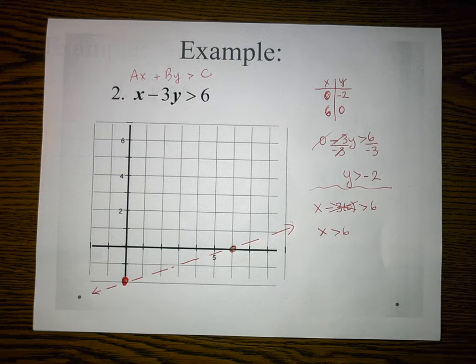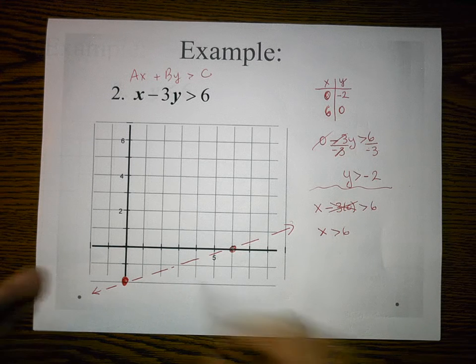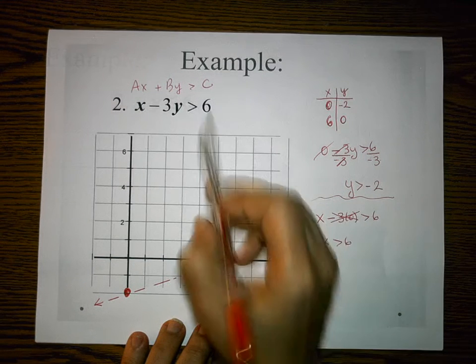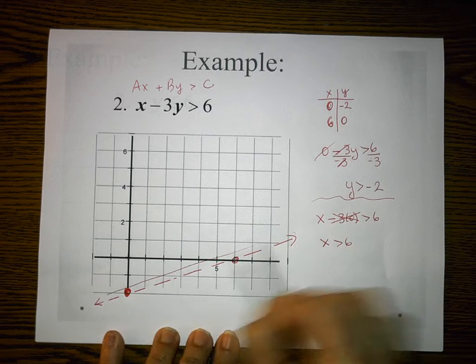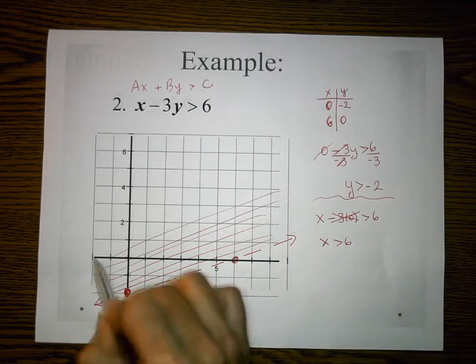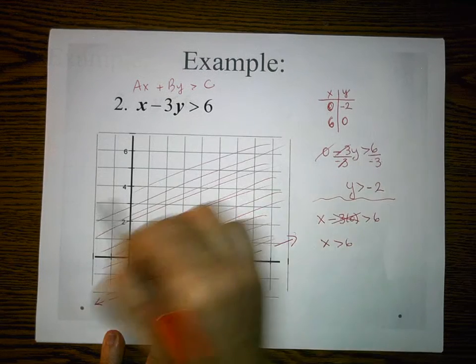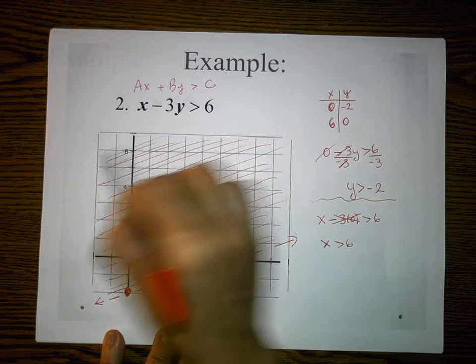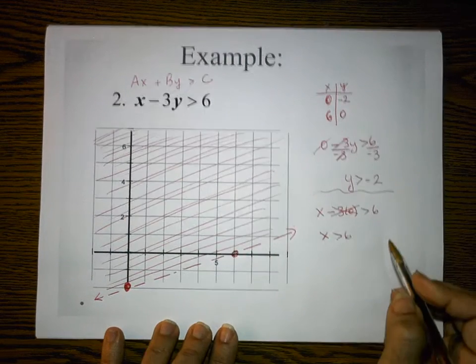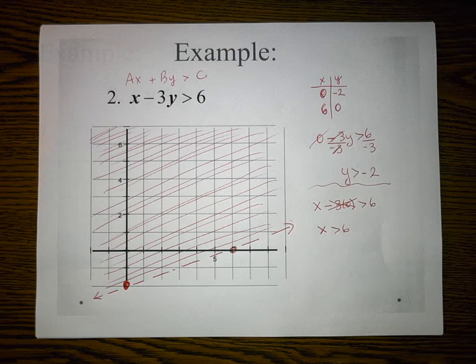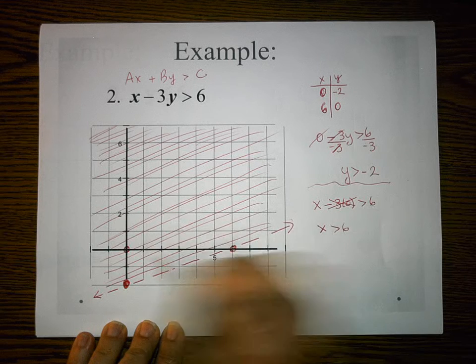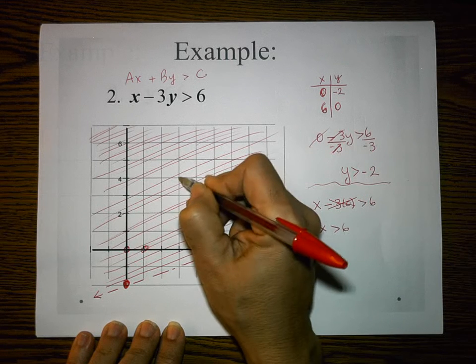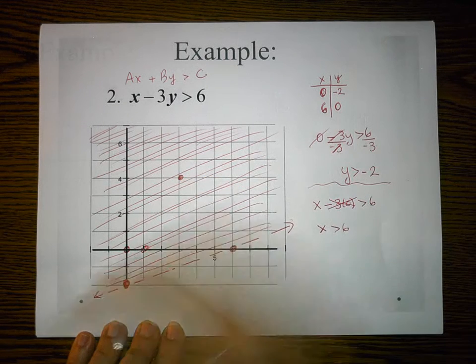Now I need to figure out where my solutions are going to be. Is it going to be above or below? Well, the sign says greater than, so I want to shade above. I'm going to shade everywhere above here, lightly with the pencil. I can pick any point I want as long as it is above the dashed line. I can pick 0, 0. I can pick 1, 0. I can pick 3, 4. Anything that's in the shaded area.